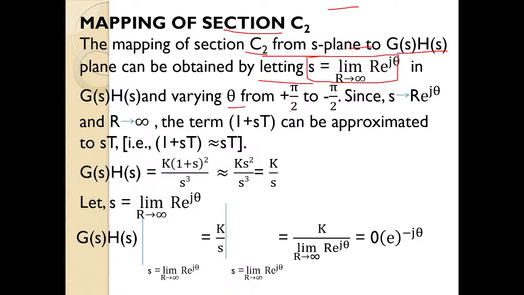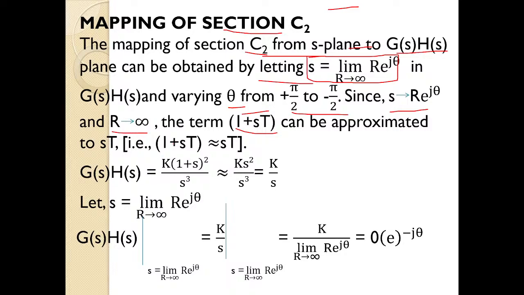where theta varies from plus pi by 2 to minus pi by 2, and s tends to r e power j theta, whereas r tends to infinity. When r is tending to infinity, s will tend to infinity e power j theta, means s value is very, very high. Therefore, if a term like 1 plus st is there in your given g of s, h of s transfer function, since s is a very large value, you can neglect 1.